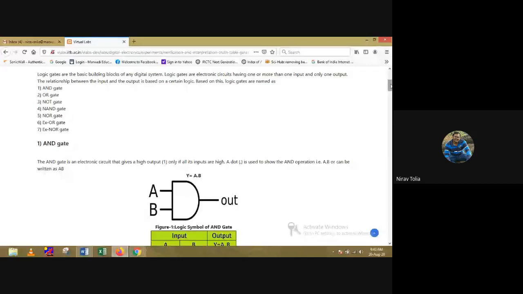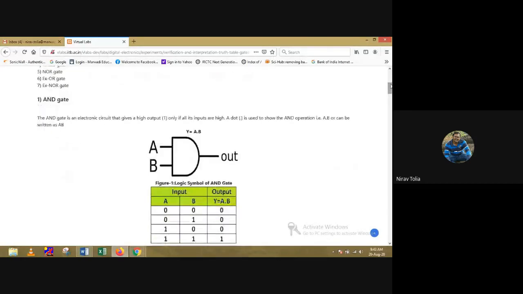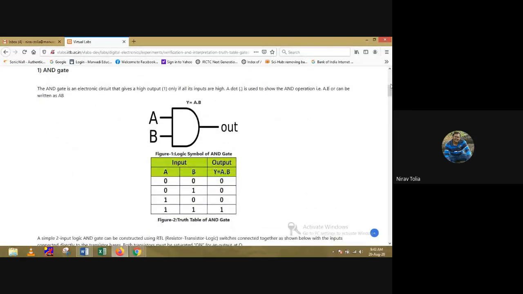Its equation is A dot B. It is a multiplication of the two inputs A and B. If we multiply those two inputs, this is the expression for the AND gate. You can see on your screen the simple symbol of the AND gate. The equation of the AND gate is A into B.